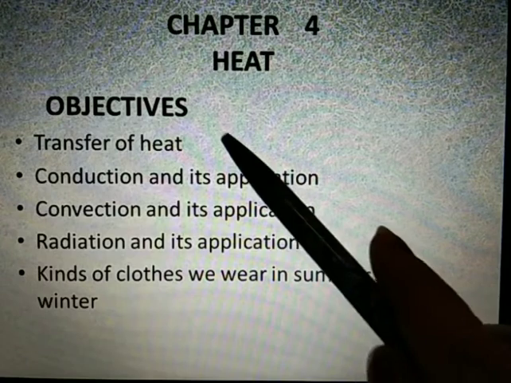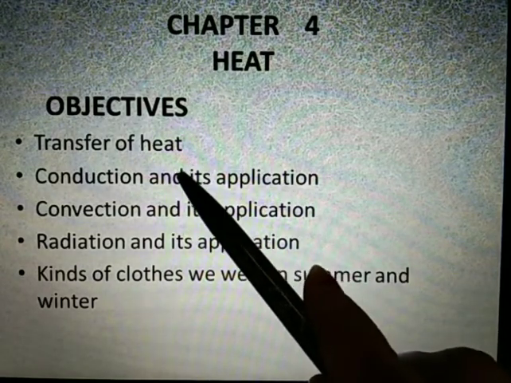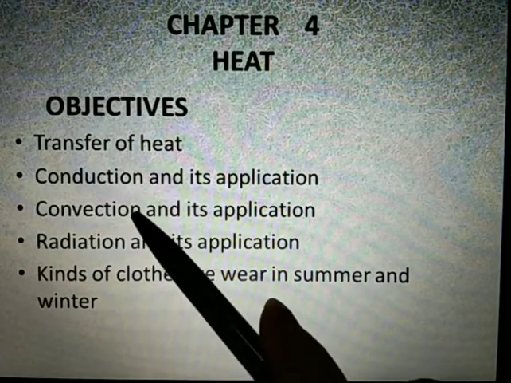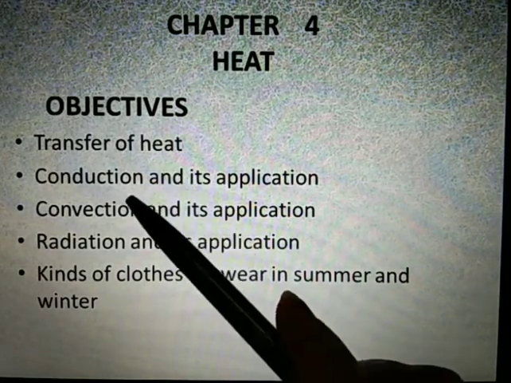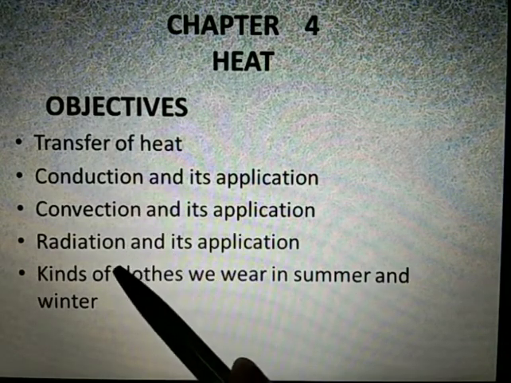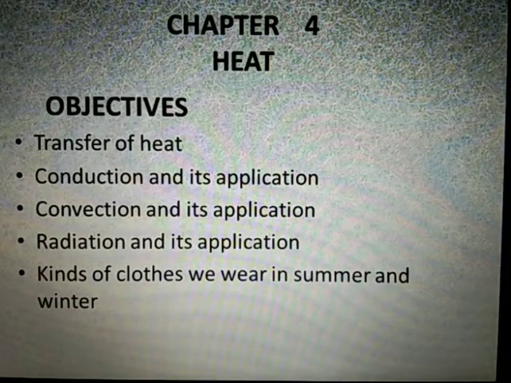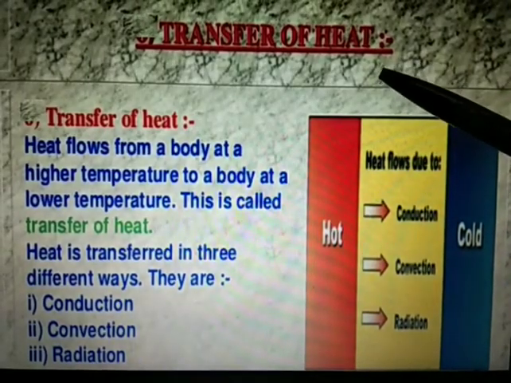Okay, now we will discuss transfer of heat, that means flow of heat, and how heat flows, like the mode of transmission of heat, that is conduction, convection and radiation, their applications and kind of clothes we wear in summer and winter. Yes, now topic is transfer of heat.